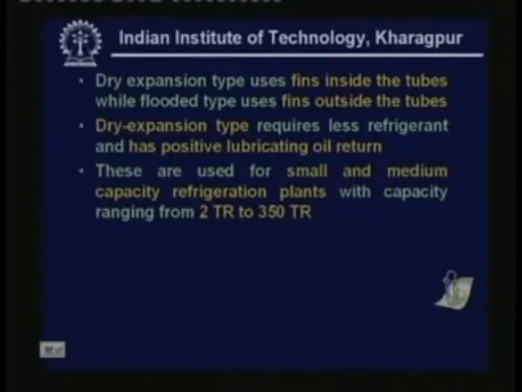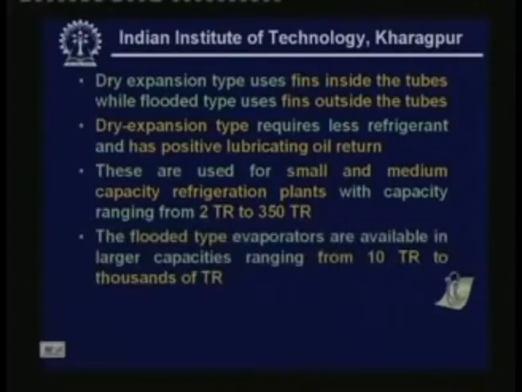These dry expansion type shell and tube evaporators are normally used for small and medium capacity refrigeration plants. That means the capacity ranges from about 2 tons to 350 tons. Whereas the flooded type evaporators are available in larger capacities ranging from 10 tons to thousands of tons. In very large plants, flooded type evaporators are used.